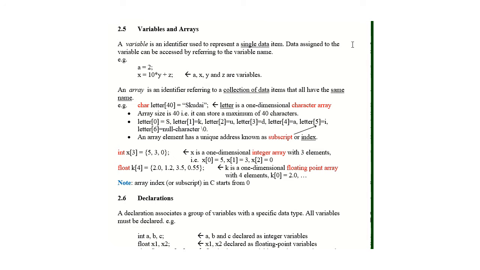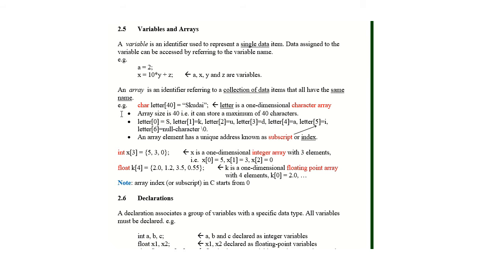A variable is an identifier used to represent a single data item. Data assigned to the variable can be accessed by referring to the variable name. Here we have two C statements where X, A, Y, and Z are all variables. An array is an identifier referring to a collection of data items all having the same name.